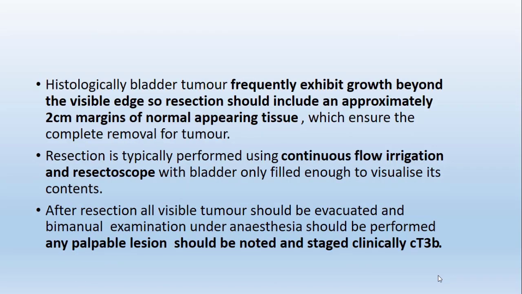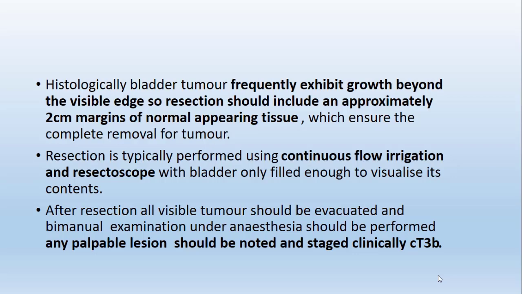Histologically, bladder tumors frequently exhibit growth beyond the visible edges, so the resection should include approximately a 2 cm margin of normal appearing tissue, which ensures complete removal of the tumor, whether it's sessile or papillary. Resection is typically performed with continuous flow irrigation and a resectoscope, with the bladder only filled enough to visualize its contents. So we will avoid overdistension of the bladder because of the risk of perforation. If we avoid the distension, it decreases the bladder wall movements and thinning of the bladder wall, so it decreases the risk of perforation during TURBT.